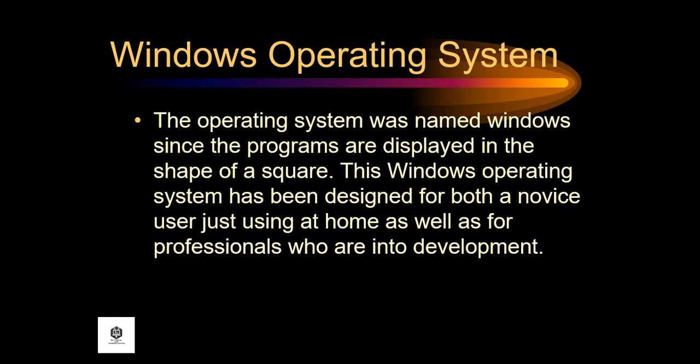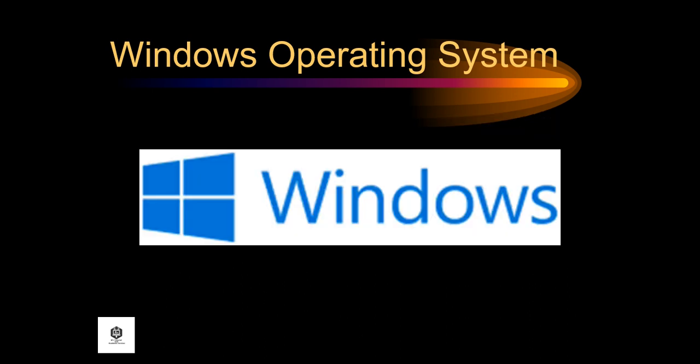The operating system was named Windows since the programs are displayed in the shape of a square. This Windows operating system has been designed for both a novice user just using at home as well as for professionals who are into development. This is the sample logo of Windows operating system.